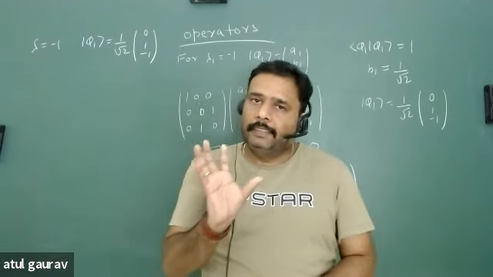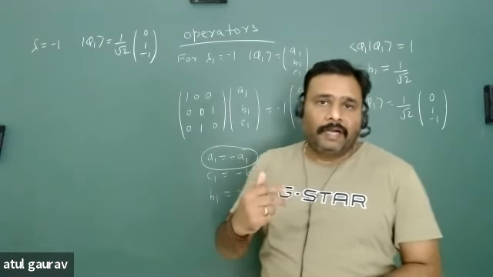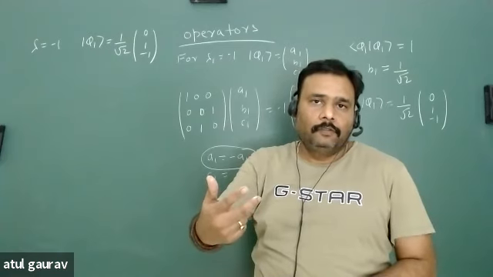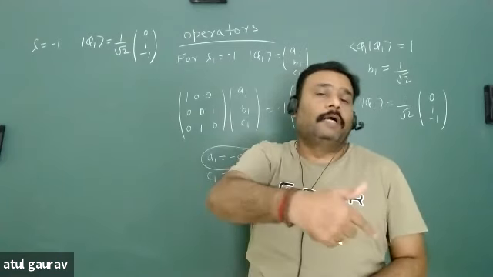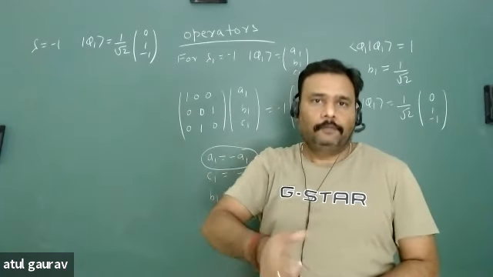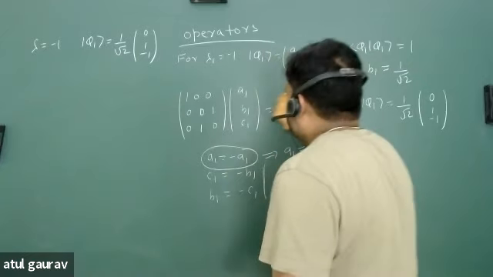Hence, it is a 3 cross 3 matrix. So we have to find two different vectors which belong to eigenvalue lambda is equal to 1, and they have to be orthogonal. They have to be orthogonal. Look at what is going to happen.